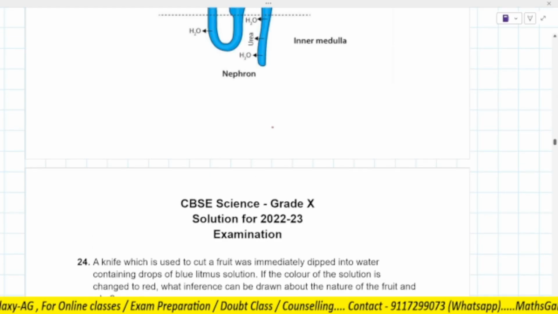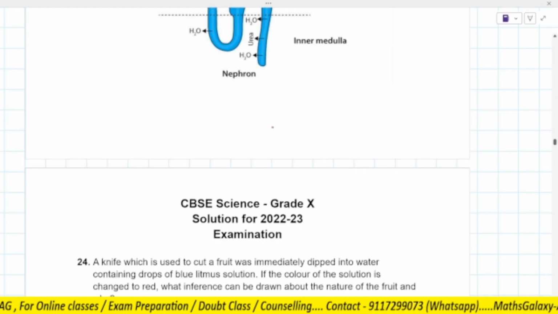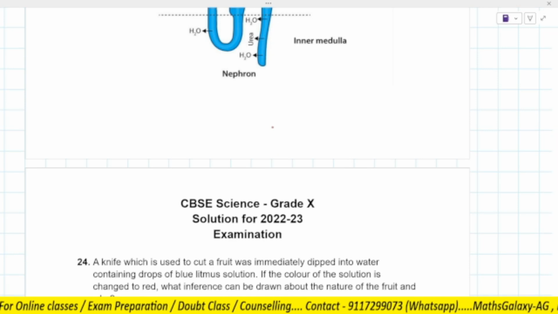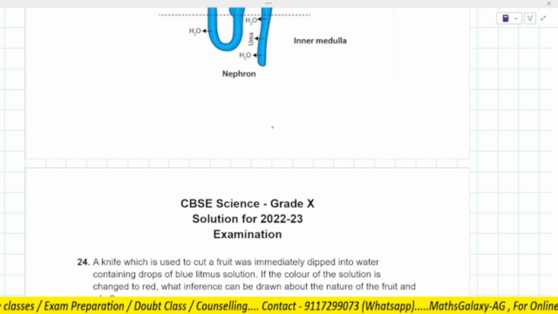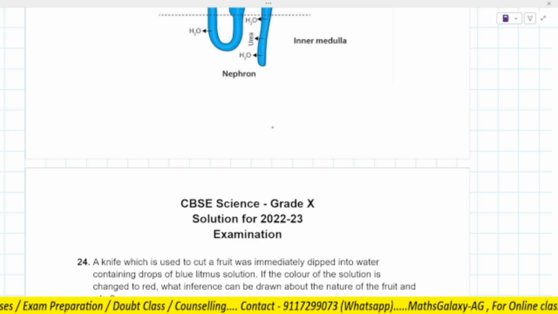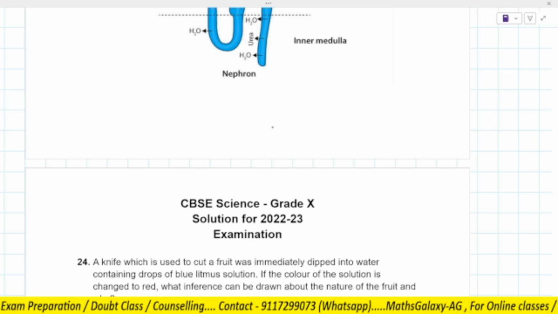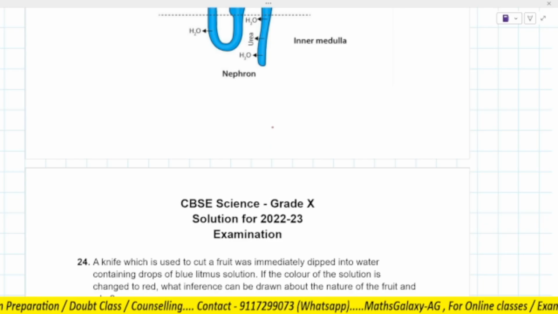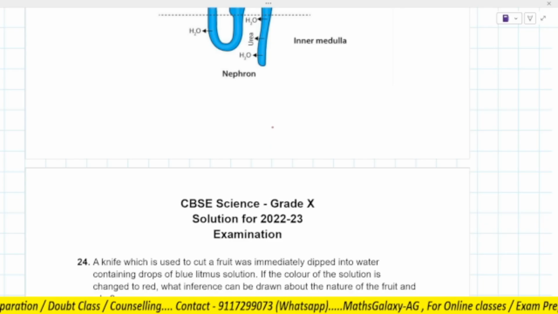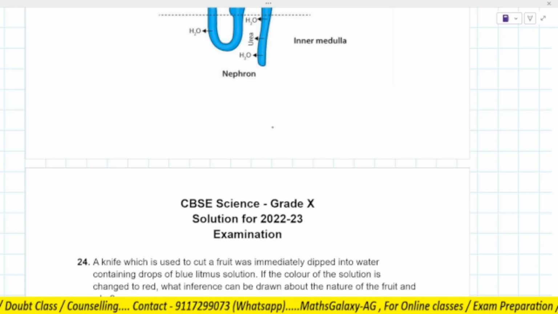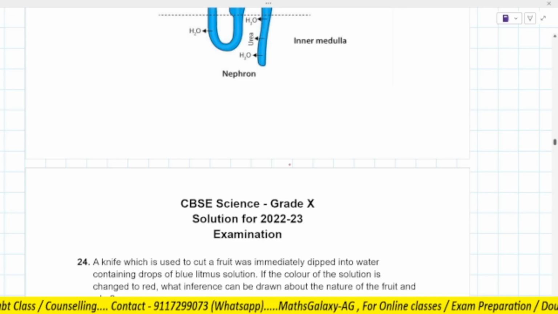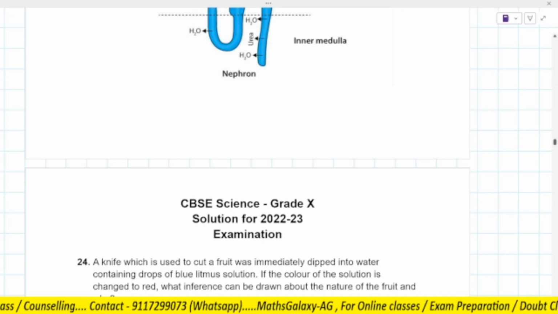A knife which is used to cut a fruit was immediately dipped into water containing drops of blue litmus solution. If the color of the solution changed to red, what inference can be drawn about the nature of the fruit and why? So it's too simple. I think you can explain it. So try first by yourself.